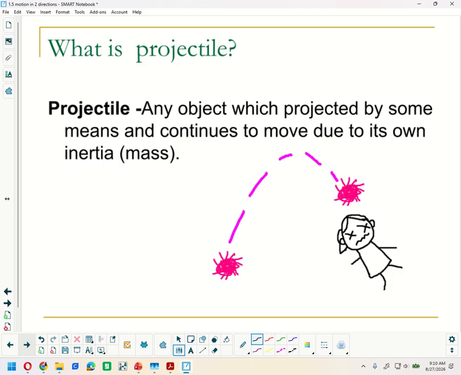Okay. Now, we had Anna volunteer as tribute for my picture right here that I did. So, projectile: any object which is projected by some means and continues to move due to its own inertia.